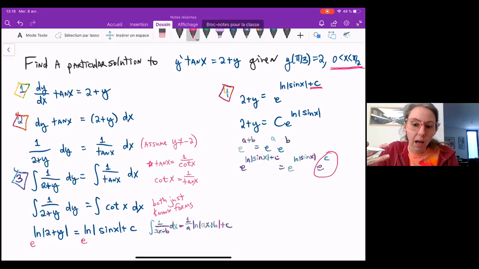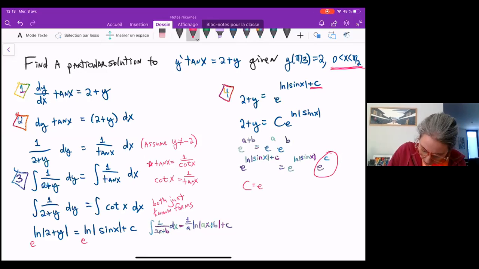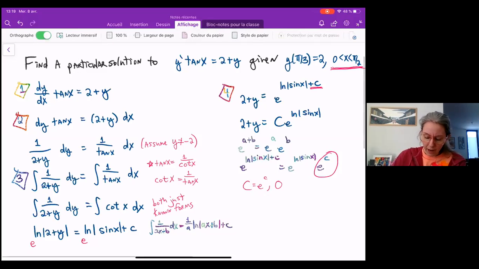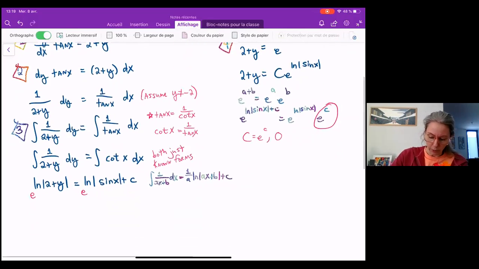Or I'm letting c also have the possibility of being 0. So basically we're saying c is equal to e to the c or 0. And if c equals 0, then that brings back that possibility that y equals -2. In any case, what's important is that you make sure that that plus c up top becomes a c multiplied out front. Okay, all right.